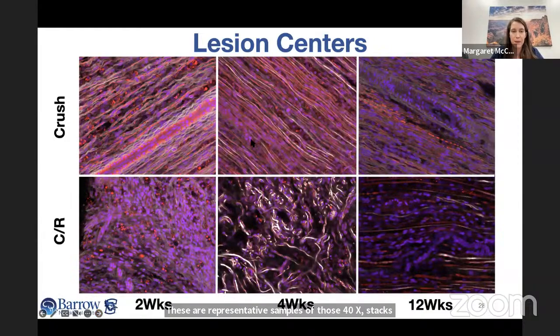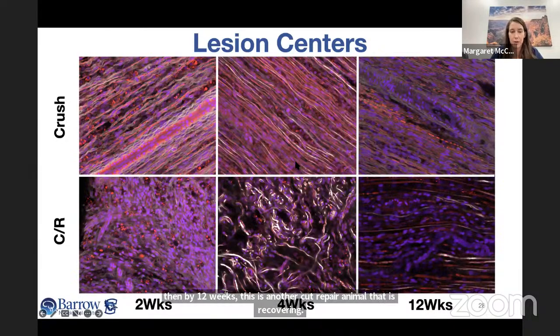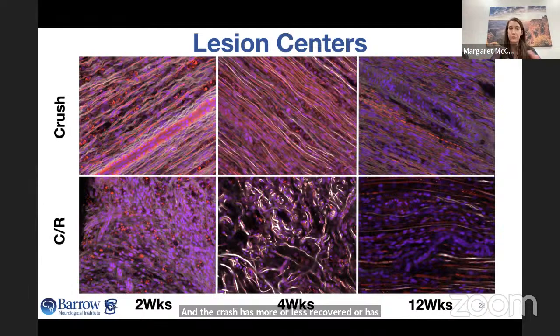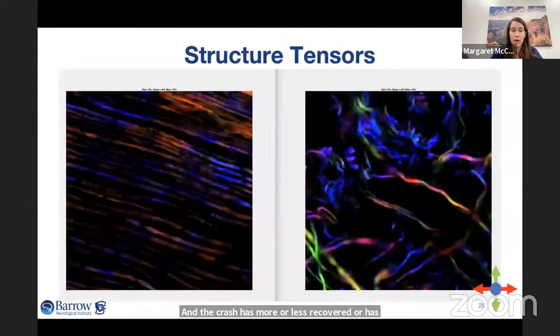And as you can see, as we predicted, by 4 weeks in the crush animals, the nerves are regrowing across the site of lesion. This animal clearly formed quite a large neuroma. And then by 12 weeks, this is another cut repair animal that is recovering. And the crush has more or less recovered, or has recovered by 12 weeks. So this was all really beautiful imaging, but we wanted to find a way to quantify it.